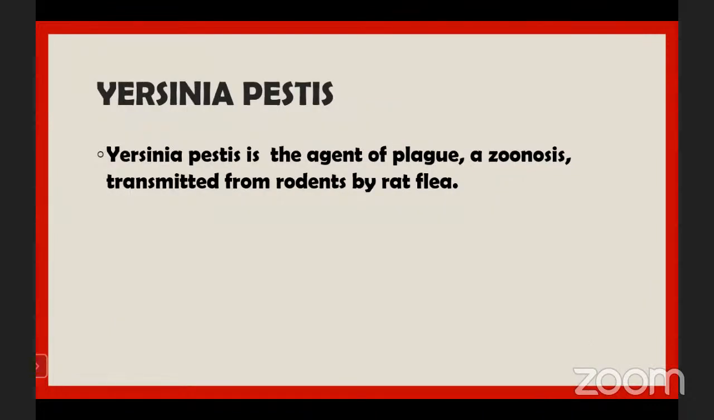Next is Yersinia pestis. It is the most important agent of plague. It is a zoonosis, which means the infection occurs from animals. It is transmitted from rodents by the rat flea.